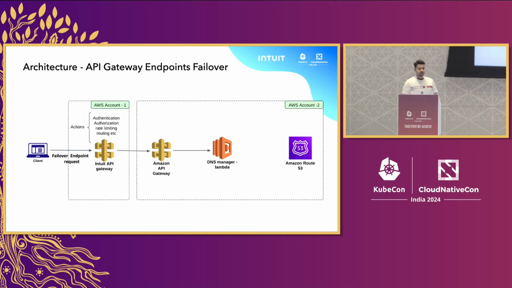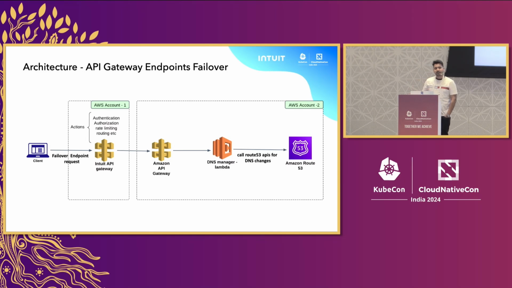After that, the request goes to a DNS manager. A DNS manager is another service, a Lambda service, which we have developed in Intuit, which has all the capability of managing the DNS of the services, of the .com endpoints. It talks to Route 53, makes all those calls to the Route 53 APIs, and makes the changes of the DNS. Once the changes are done, feedback is given to the user that the failover is completed for your endpoints.